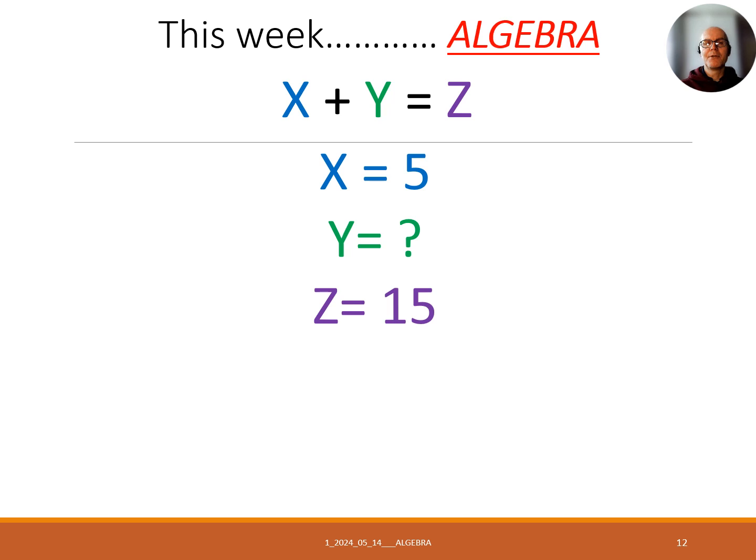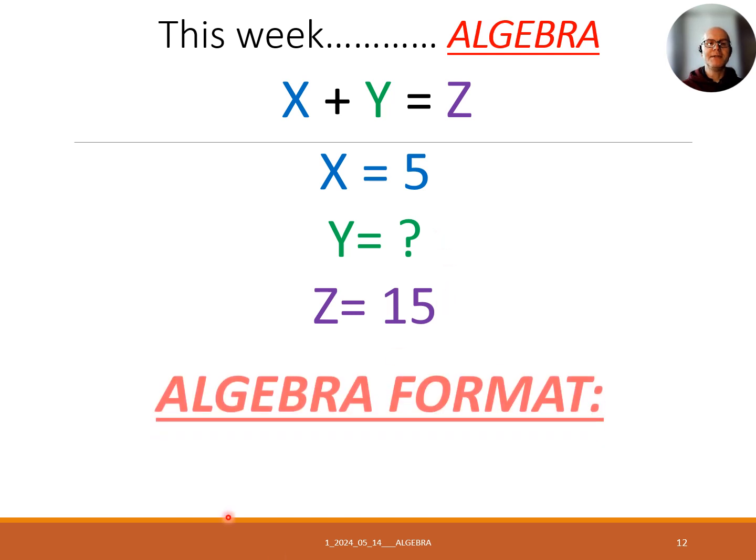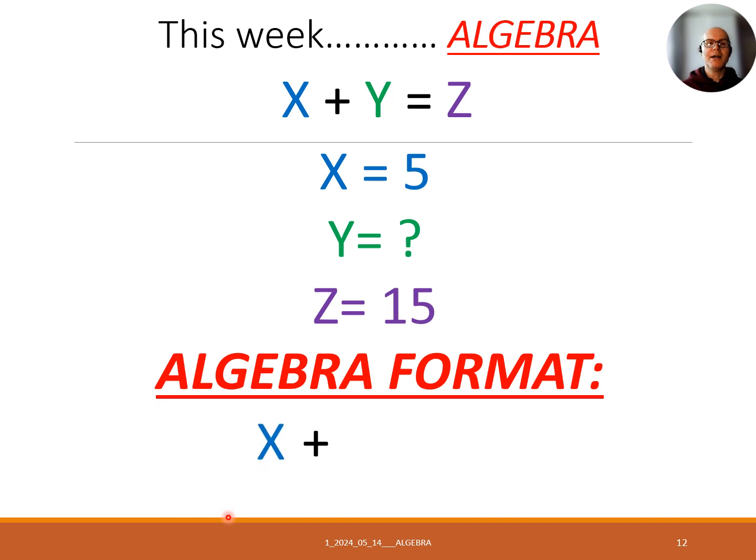So, for the previous examples, we've seen all three numbers to start with. Next thing you need to do is, using the two numbers that you do have, work out what the missing number is. So x plus y equals z, x equals 5, y we don't know, we're going to work that out, z equals 15. So let's put our algebra formula together again.